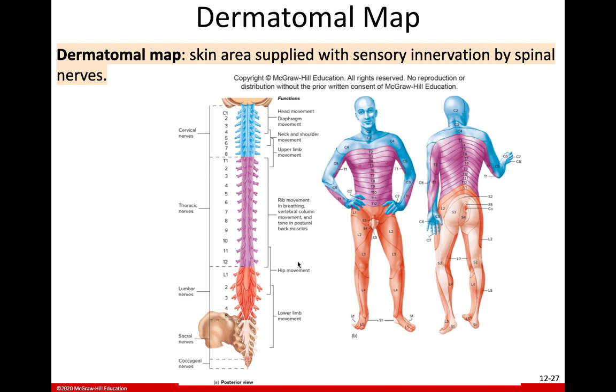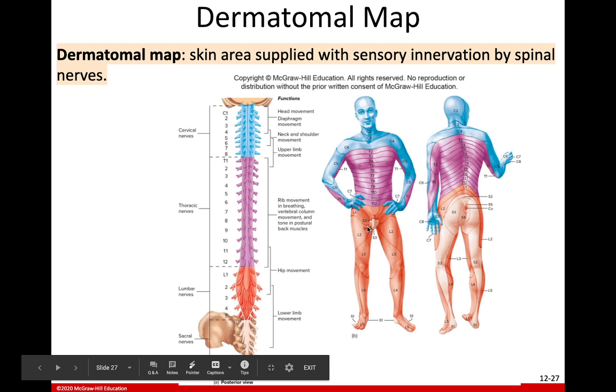Then our thoracic nerves are innervating our chest, abdomen, and back, and also the anterior portion of the arm. Again, in anatomical position, the palm would be facing forward, so this would be considered the anterior portion of the arm, and this would be considered the posterior. So the cervical nerves are innervating the posterior portion of the arm, and the thoracic nerves are innervating the anterior portion of the arm.